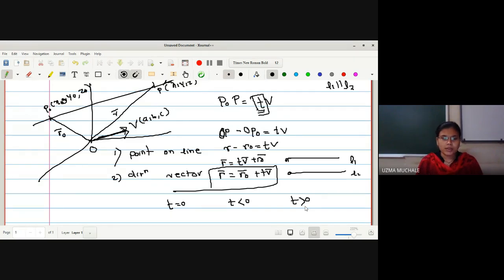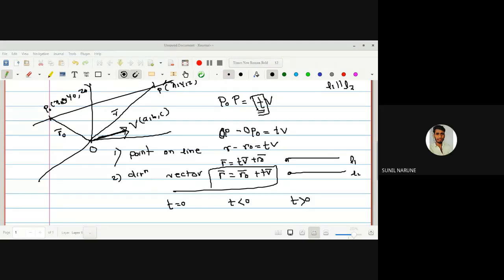Yes. What will happen if t is equal to 0? R bar equal to R zero bar. That is what we can see from this equation. But my question is, what will happen for t equal to 0 to our image?